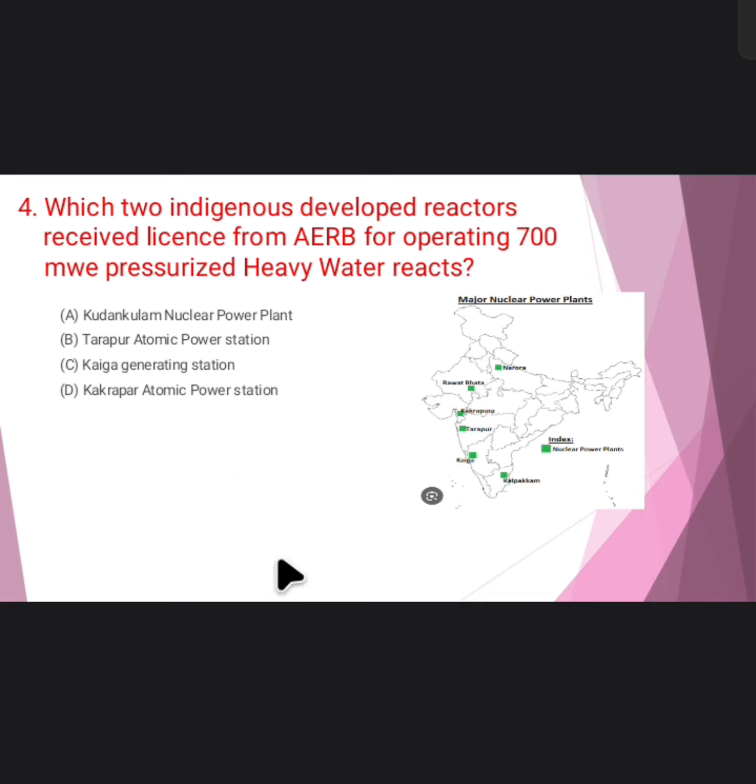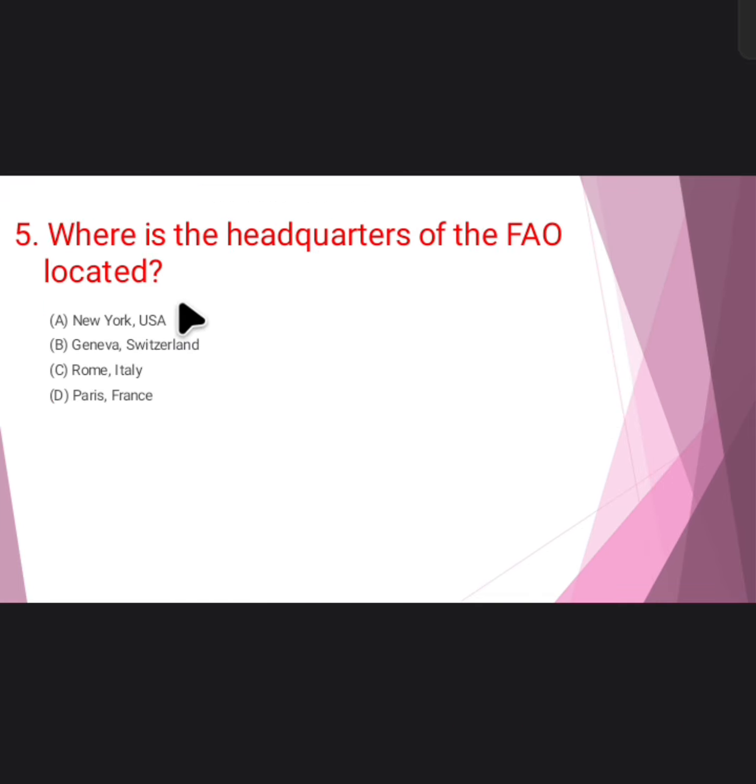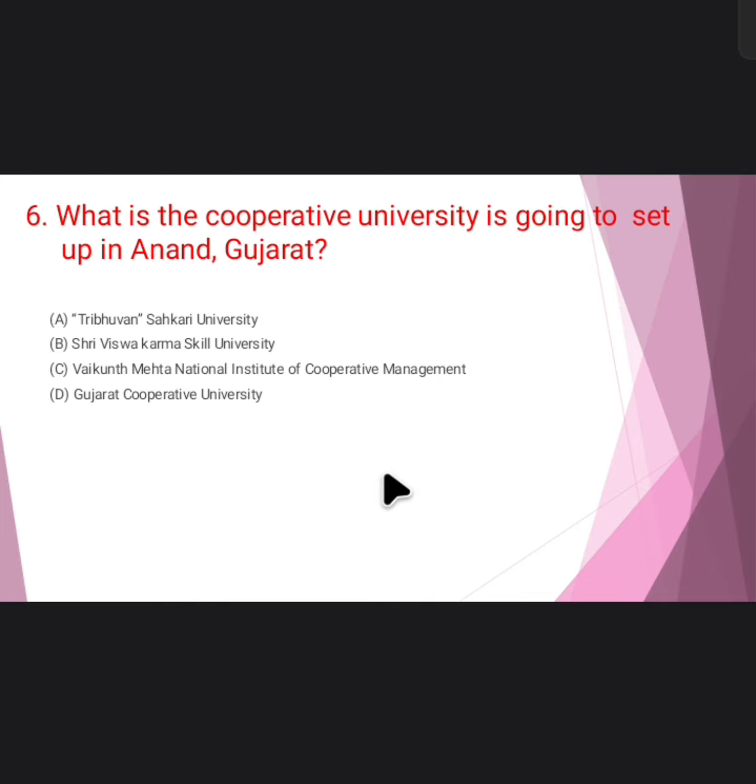Moving on to the next question, which is question number 5. Where is the headquarters of the Food and Agriculture Organization located? Option A, New York, USA. Option B, Geneva, Switzerland. Option C, Rome, Italy. Option D, Paris, France. The correct answer for this question is Rome, Italy, which has the headquarters of the FAO. So Rome, Italy is the correct answer. And moving on to the next question, which is question number 6.